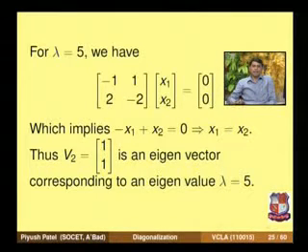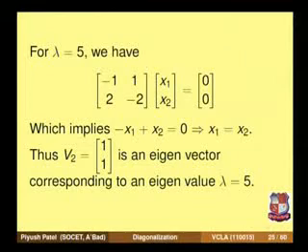By assigning an arbitrary value to x2, we get the value of x1. Let us take x2 equal to 1, then x1 is also 1, so the vector v2 is equal to (1, 1), one of the eigenvectors corresponding to the eigenvalue lambda equal to 5. So now we have a total of 2 eigenvectors, and these correspond to distinct eigenvalues, therefore they must be linearly independent.